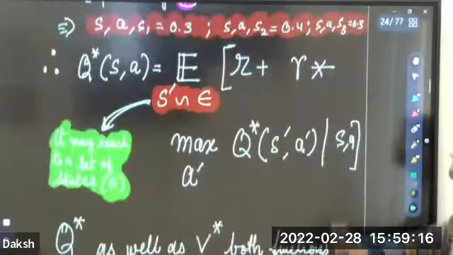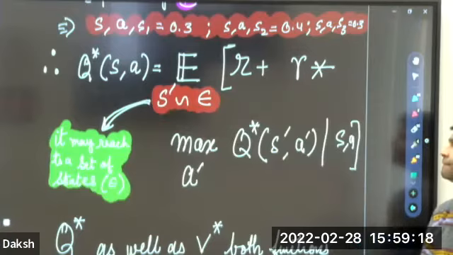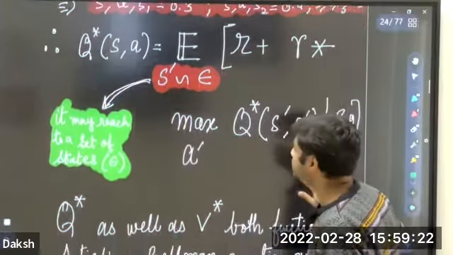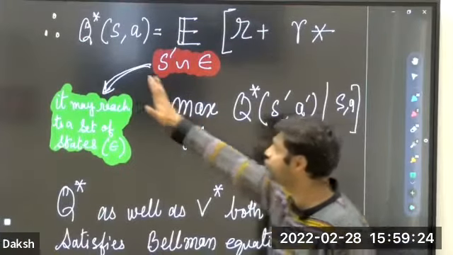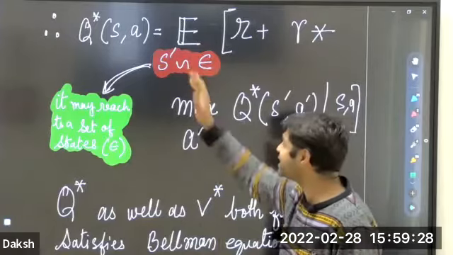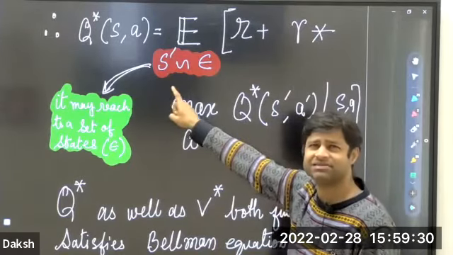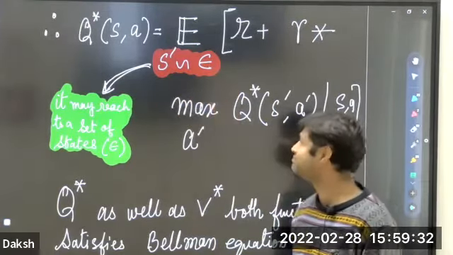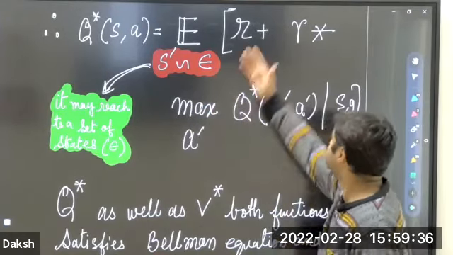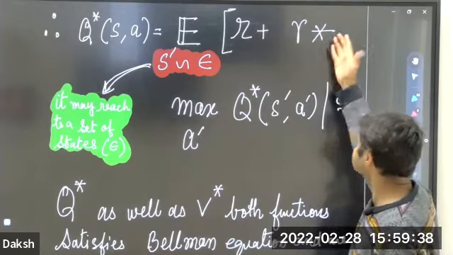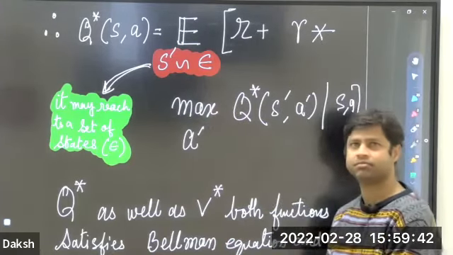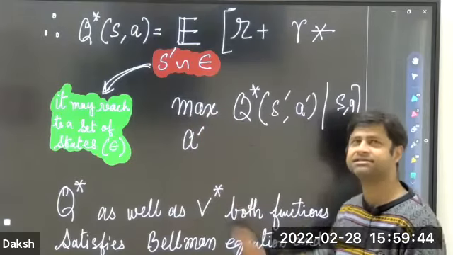Basically, this is Q asterisk. Now you again write it down. Q asterisk s comma a is equal to the expected value over s dash belonging to epsilon of r plus gamma times the max out of all the actions.